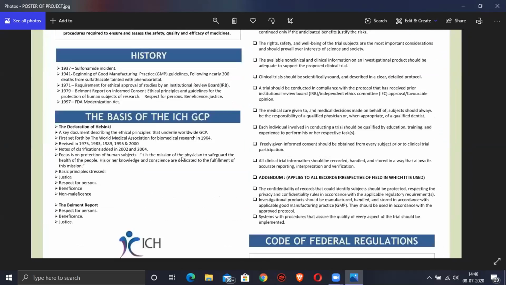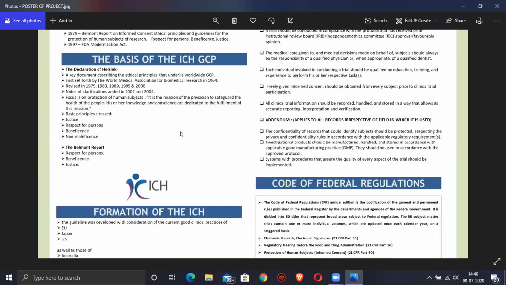Now then, let's see about the basis of an ICH GCP. What is the GCP and the ICH principle based upon? Well, there are 3 to 4 main reports and a particular event which forms the strong basis of the ICH GCP.